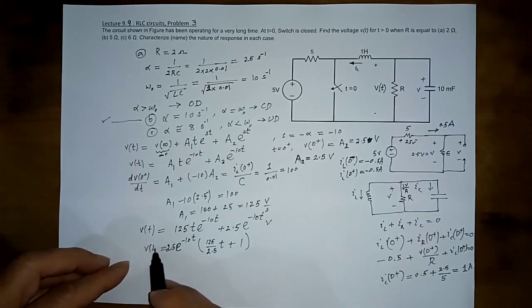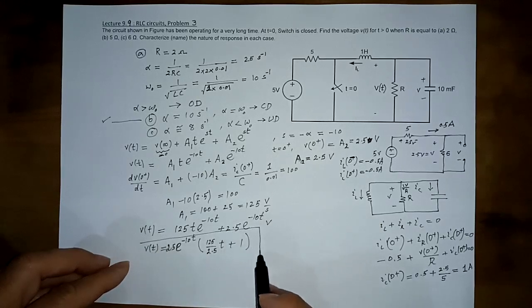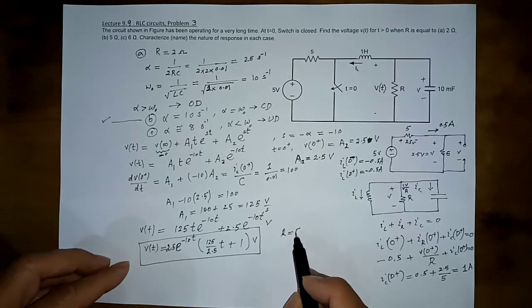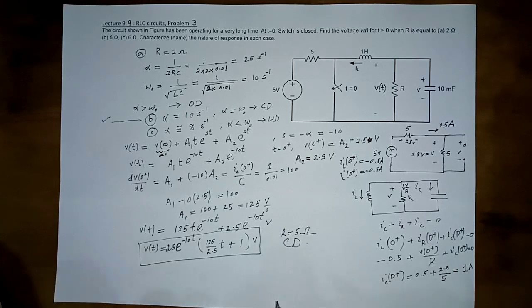So this is the expression for voltage for the B part, for the case where R was equal to 5 ohm and the circuit is critically damped. So you can solve for the other cases and it's not going to be a difficult problem.